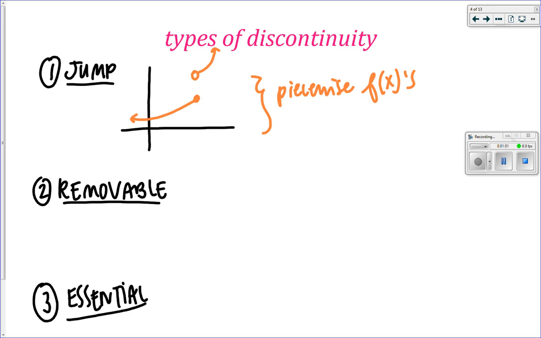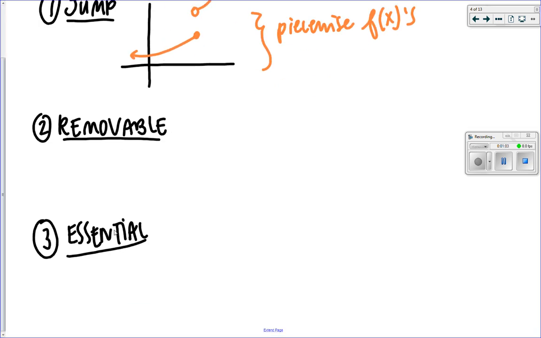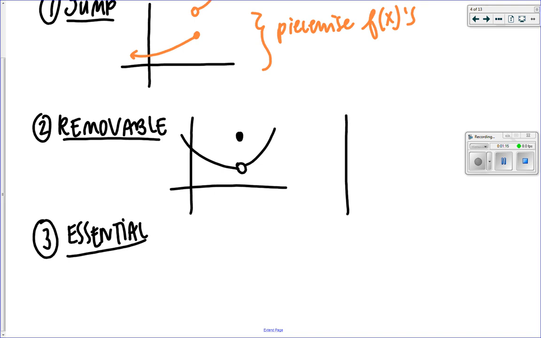A removable discontinuity would be otherwise known as a hole. So I'll draw two different examples. Something where there's a hole and it's actually filled in somewhere else, but a removable discontinuity does not necessarily have to be filled in anywhere, so it could look like this. Again, these are holes. We've seen those before.